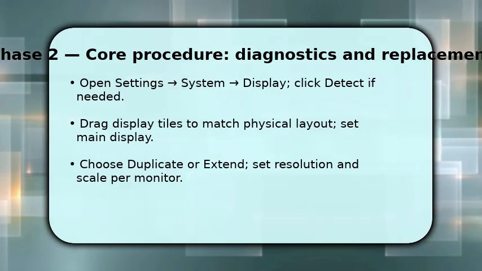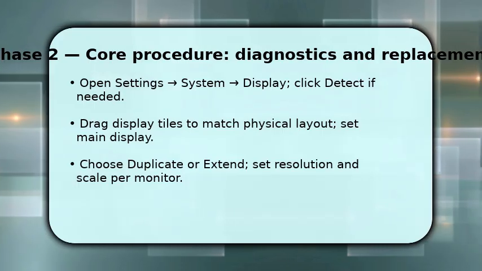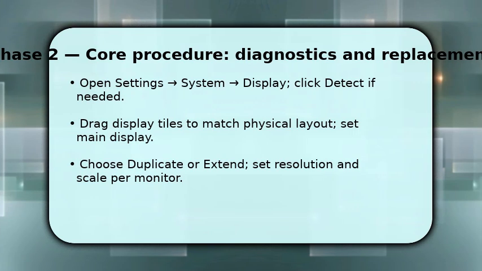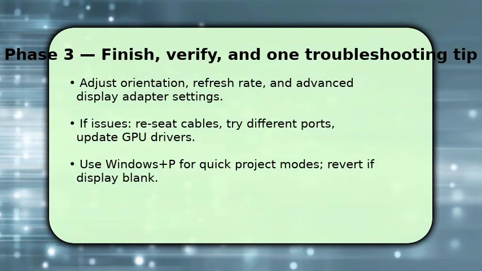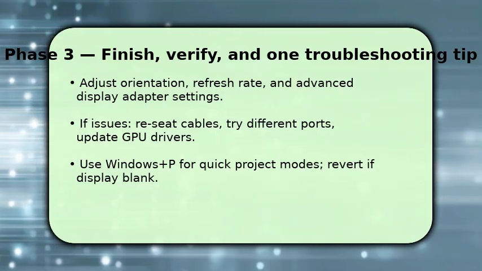Finally, set each monitor's resolution and scale so text and windows look consistent. Make adjustments, then apply and test by moving windows across screens. Finish by fine-tuning orientation and refresh rate under Advanced Display Settings. Higher refresh helps motion clarity on compatible monitors.